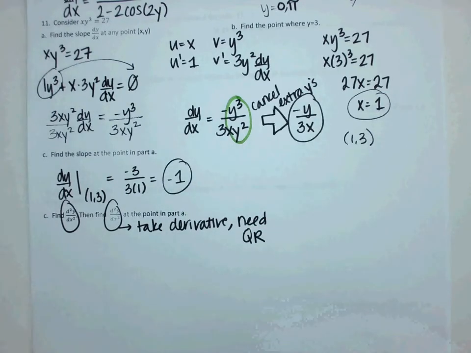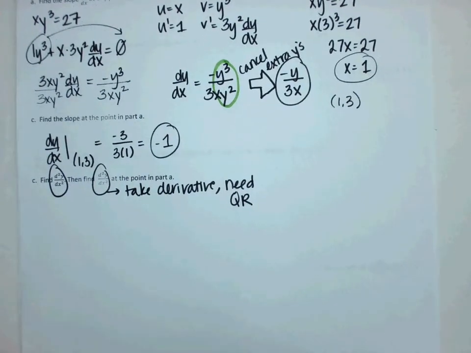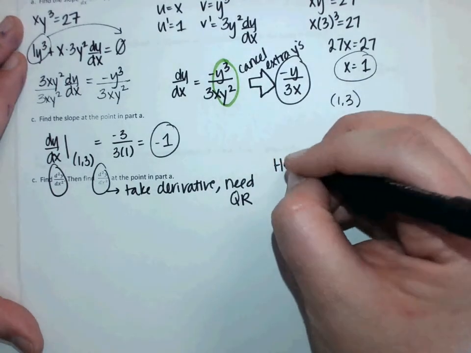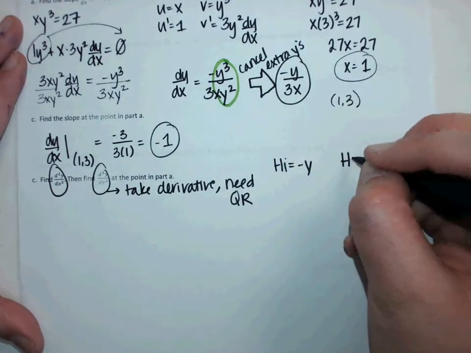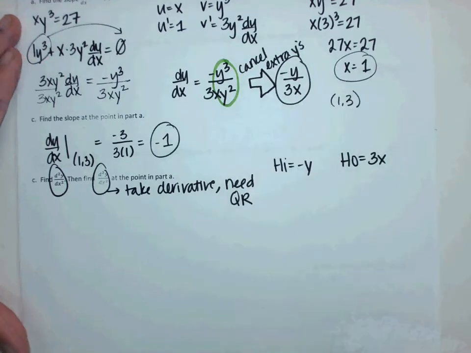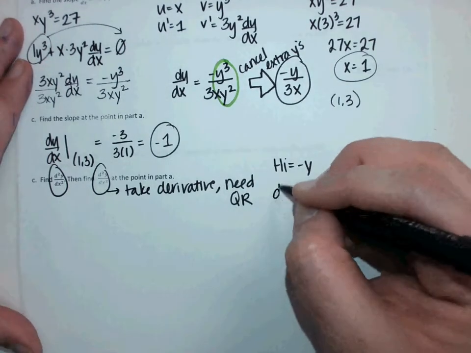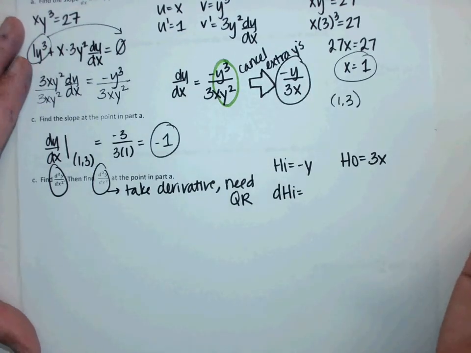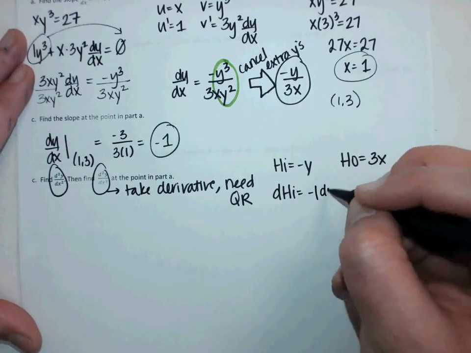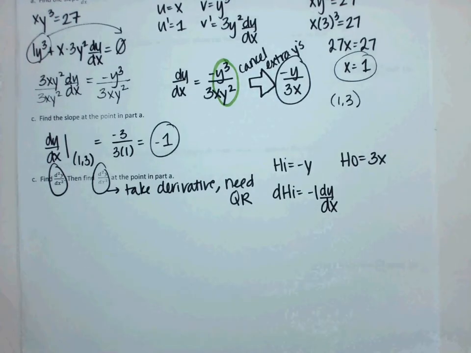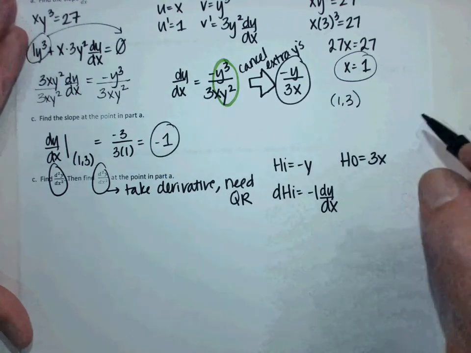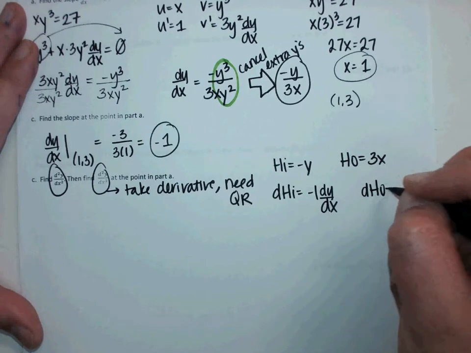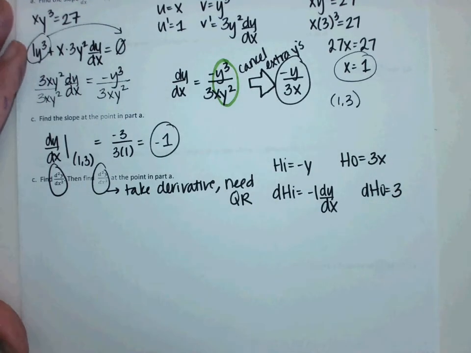So, let's review how to do quotient rule. You need to do your high and your ho. So, my high is negative y. My ho is 3x. What is d high? It'd be negative 1 times dy/dx. Good. So derivative of minus y is minus 1 times dy/dx, and then for 3x, what's the derivative of that? 3. Okay, let's do our ho d high.